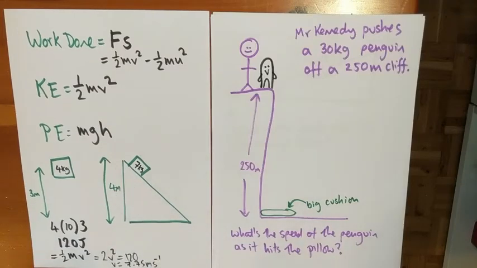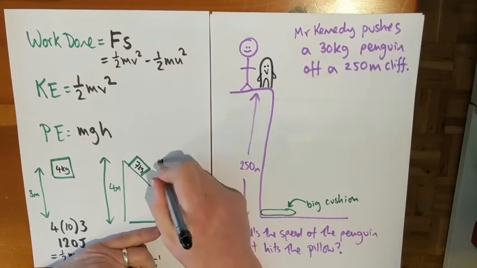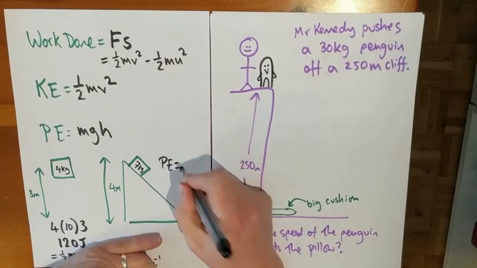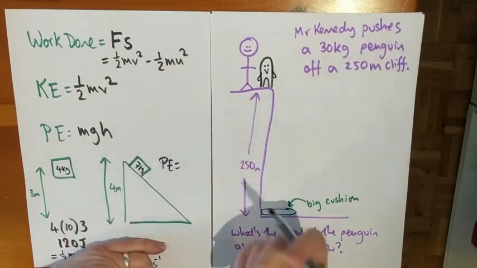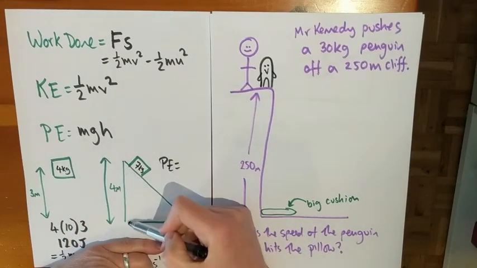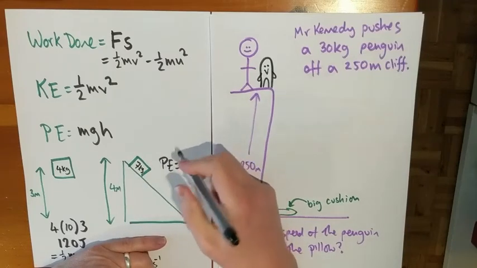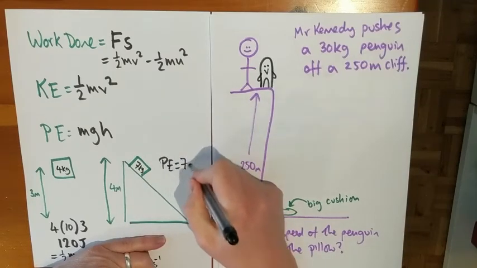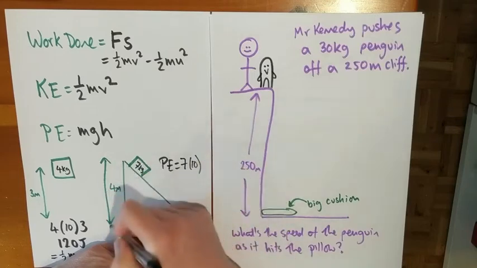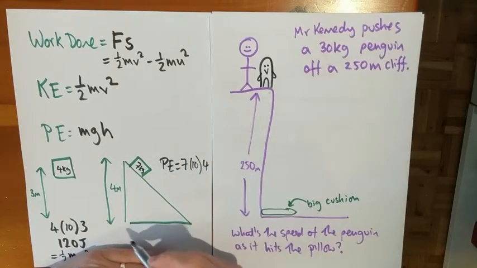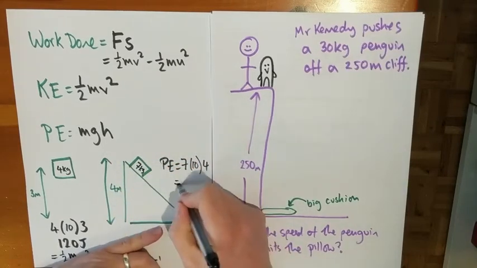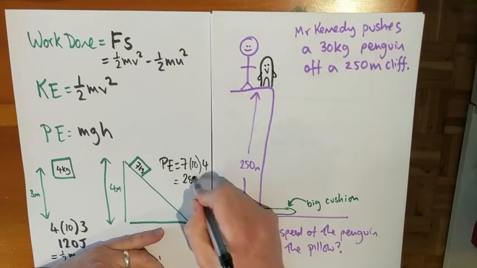The potential energy here would be calculated in just the same way. These two situations, the potential energy is the same. This has 4 meters above the ground, so the potential energy is m, 7, times 10 times the height above the ground, which is 4. So it's the perpendicular height above the ground. So that would be 280 joules.